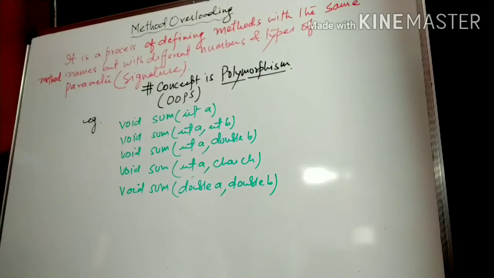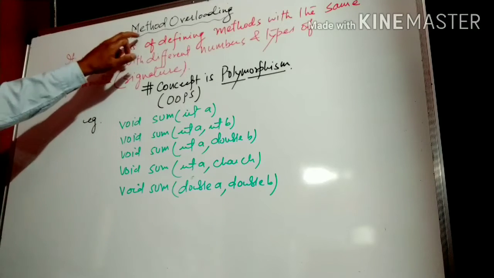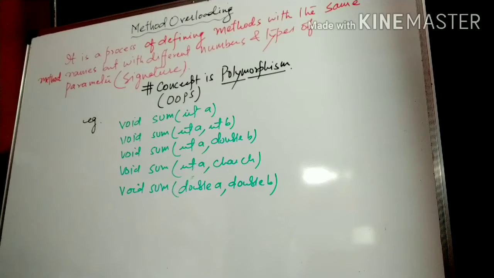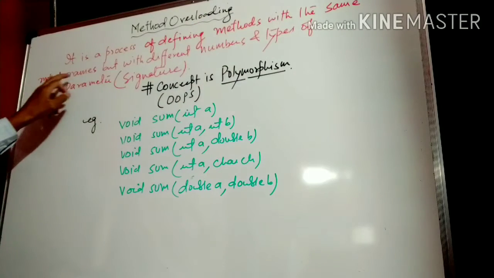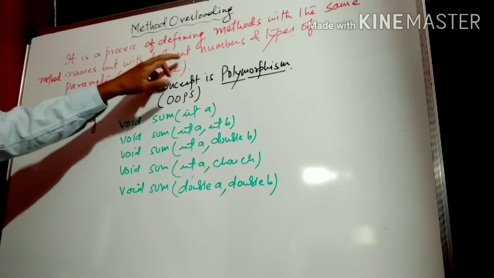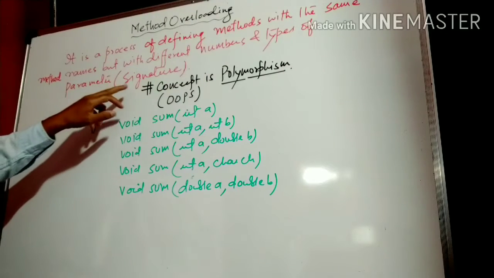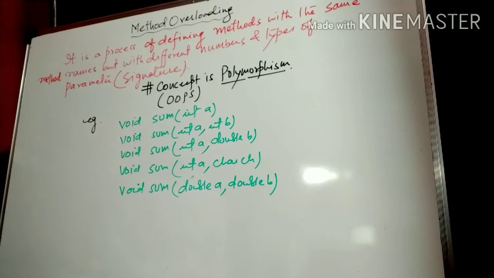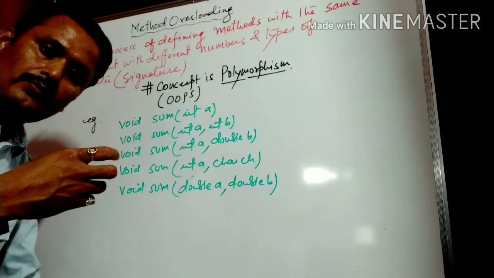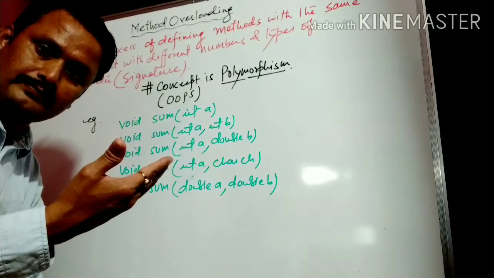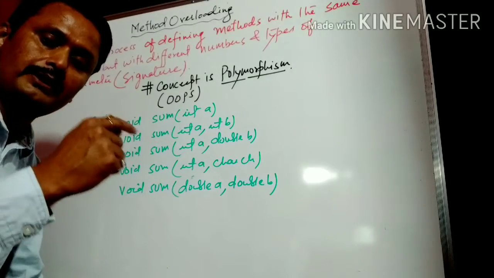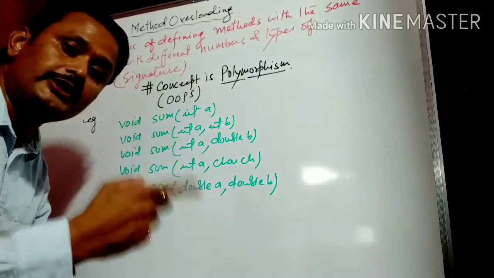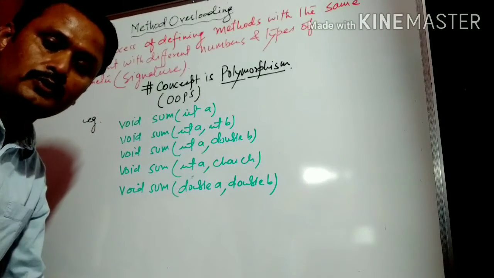Now the next topic in methods is method overloading. Method overloading is the same as function overloading. What is that? It is a process of defining methods with the same method name but with different numbers and types of parameters, that is, a different signature. That means in a program we will use more than one method, but the name of the method will be the same with different signatures. That is known as method overloading.